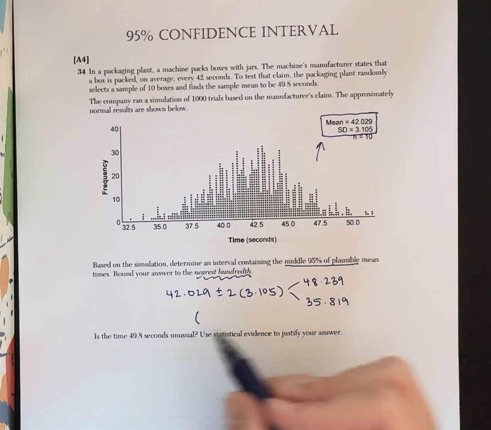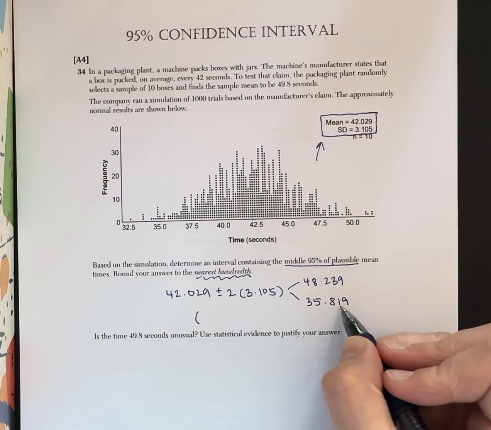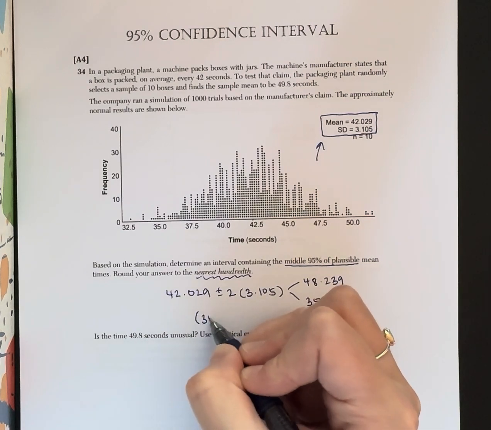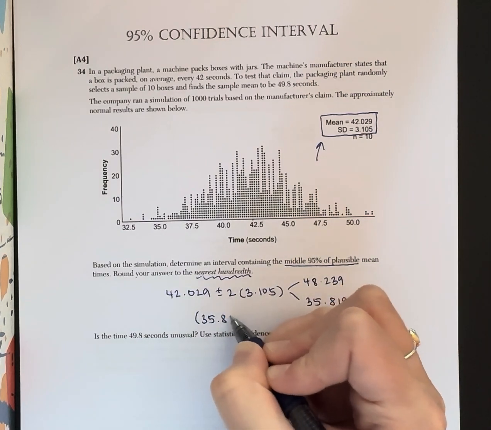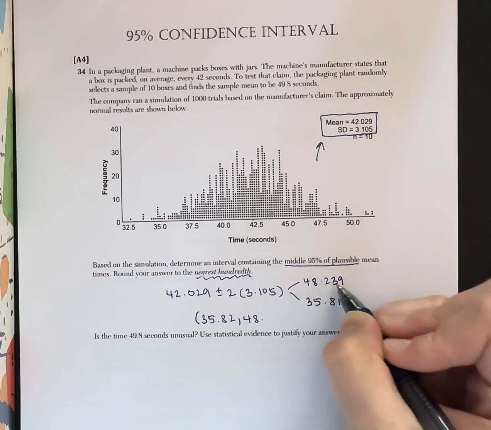Nearest hundredth, so I'm putting the lower number first for my interval, 35.8. This one is going to turn to a 2. And then 48.24.